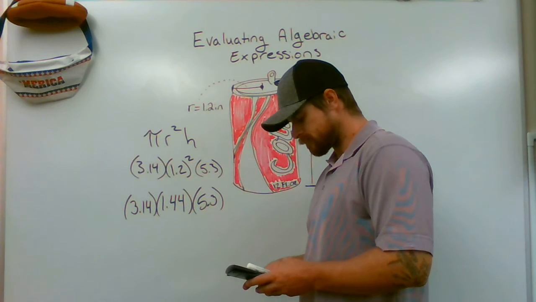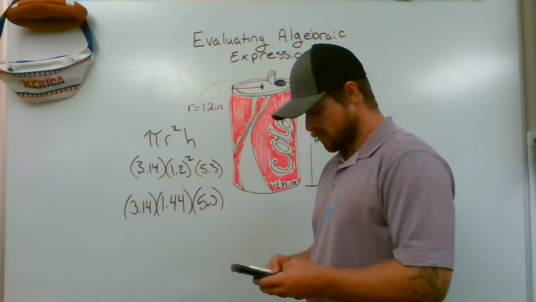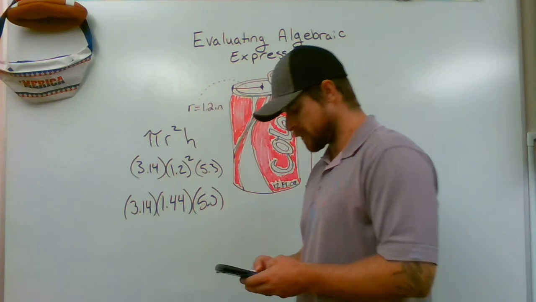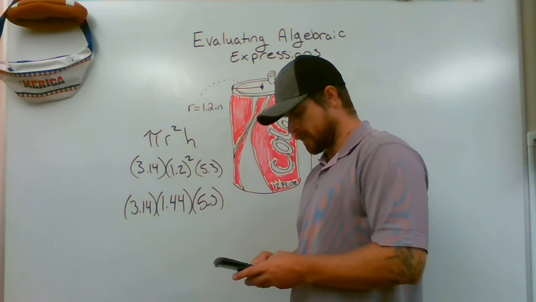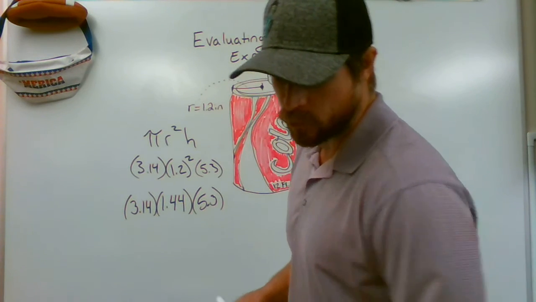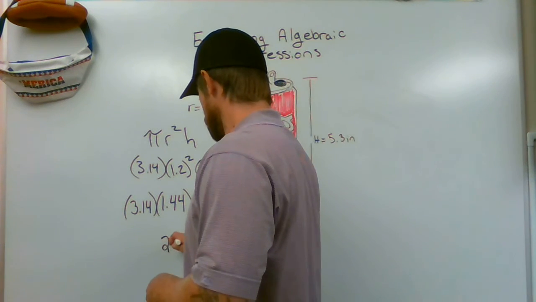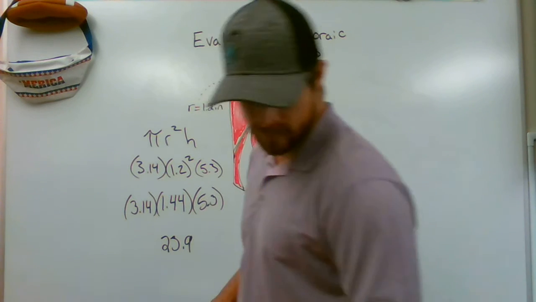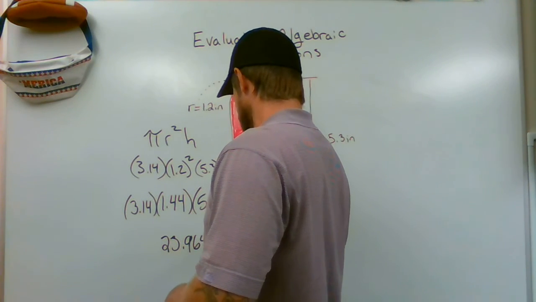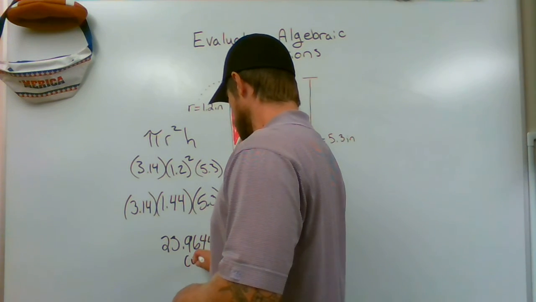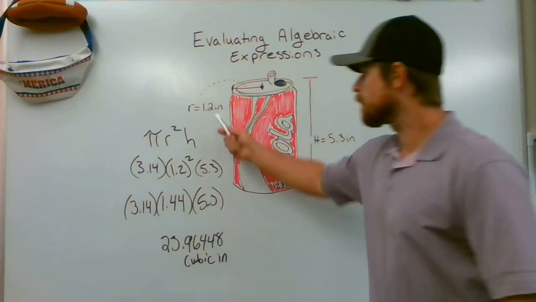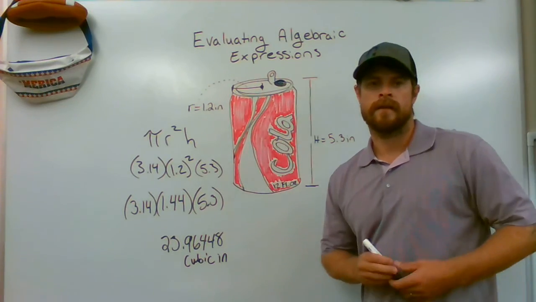3.14 times 1.44, or 1 44 hundredths, times 5 3/10, for a grand total of 23.96448 cubic inches. And that's how it's done.